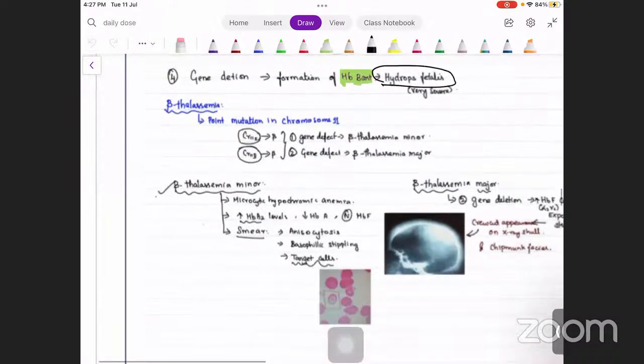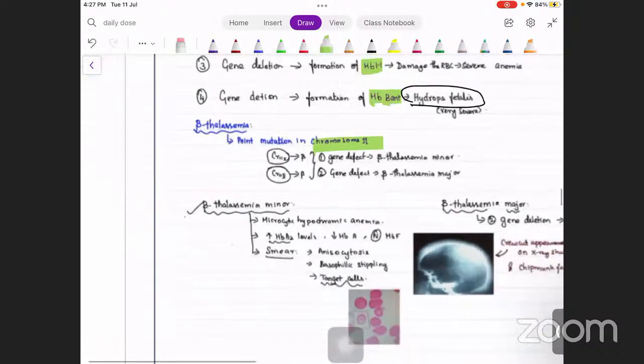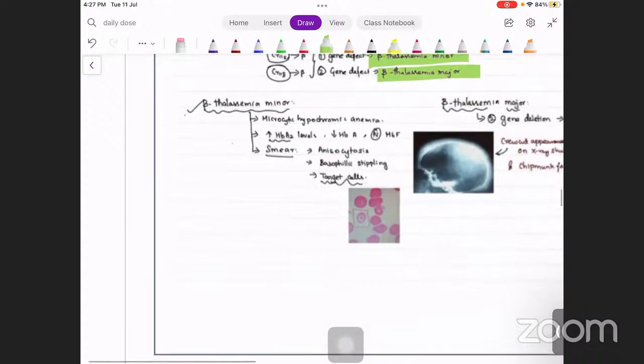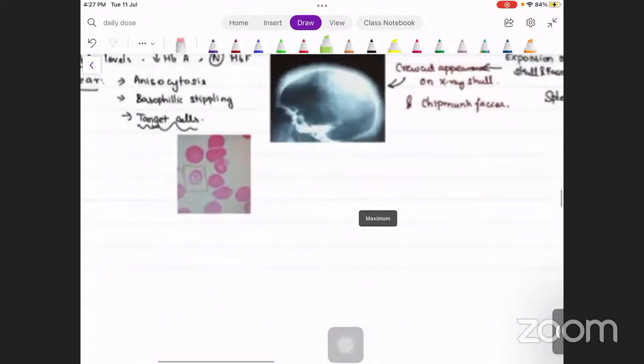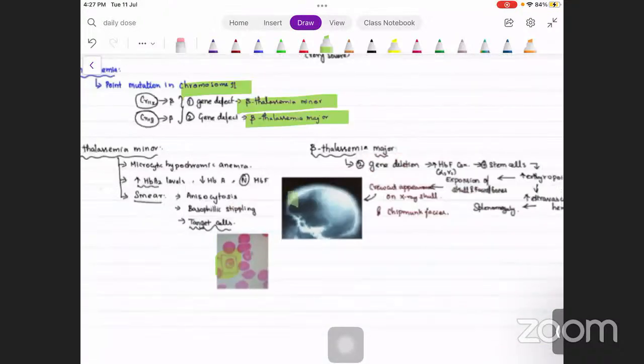Okay, then you have beta thalassemia, where the point mutation is seen in chromosome 11. If chromosome 11, 1 gene defect, beta thalassemia minor, 2 gene defect, beta thalassemia major. Smear shows target cells and X-ray shows a crew-cut appearance on the skull and chipmunk faces. Crew-cut appearance, chipmunk faces, target cell, beta thalassemia.